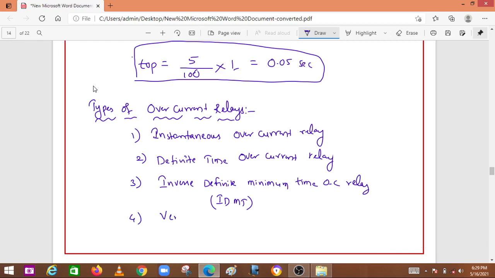And after that, very inverse overcurrent relay, and the last one is extreme inverse overcurrent relay. So these are the relays based on the characteristics of the overcurrent relays: instantaneous overcurrent relay, definite time overcurrent relay, inverse definite minimum time overcurrent relay or IDMT relay, very inverse overcurrent relay, extremely inverse overcurrent relay. Okay.